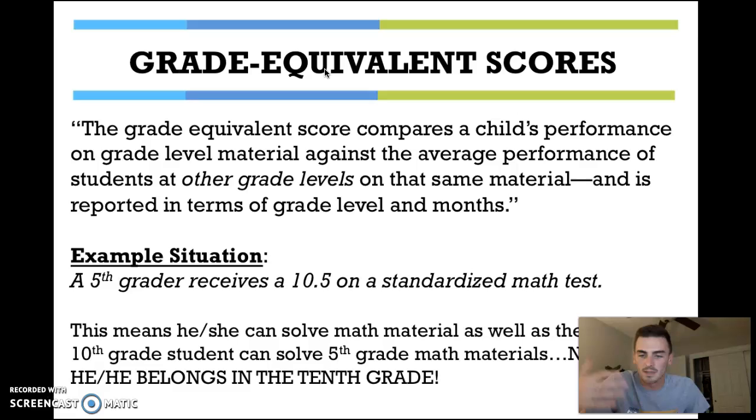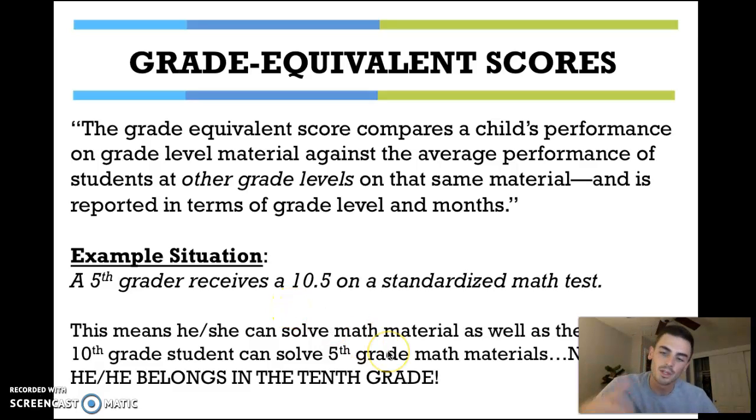Grade equivalent scores. And speaking of parents' misinterpretation, GEs are sometimes another thing that are used a lot. What these do is they compare where a student is right now to other kids taking the same test at a different grade level. That's kind of a weirdly worded thing to say, but for us as teachers, this might come out as a 5th grader receives a 10.5 on a standardized math test. What this means is that 5th grader is doing questions as well as a 10th grader in the 5th month of school would be doing at that same material.